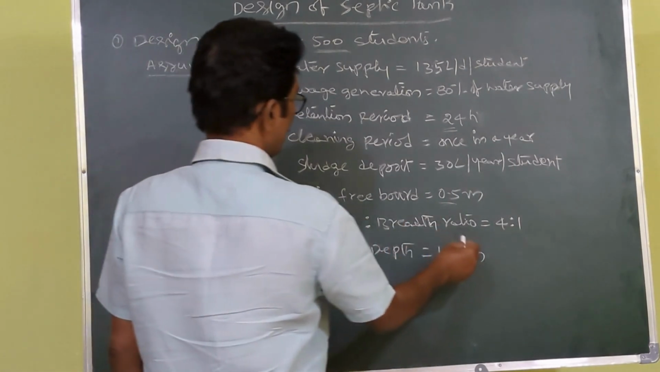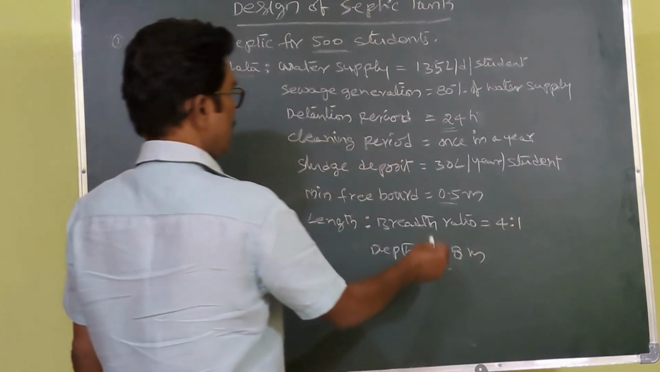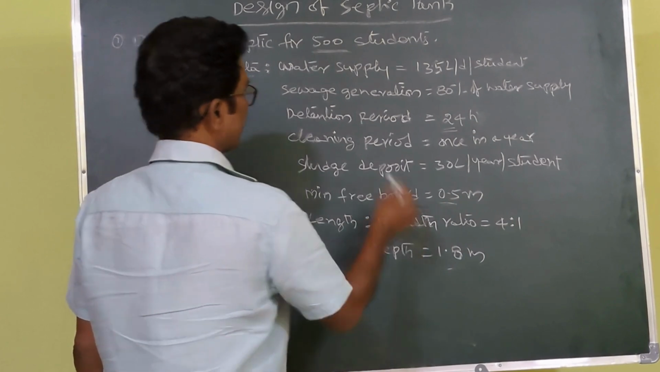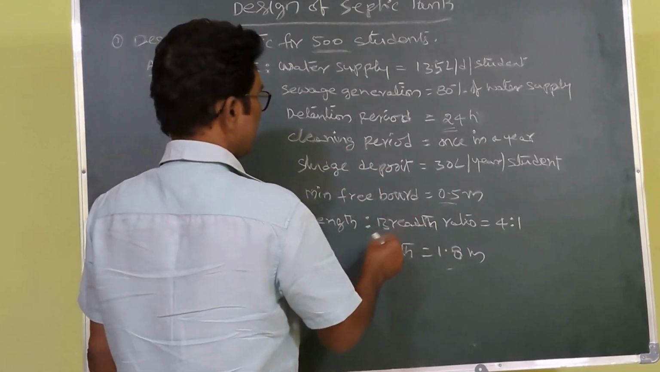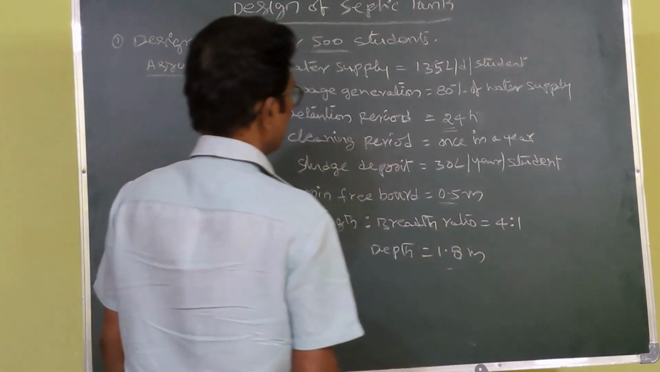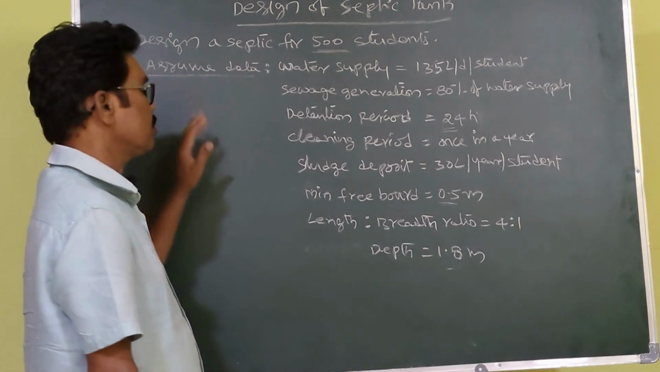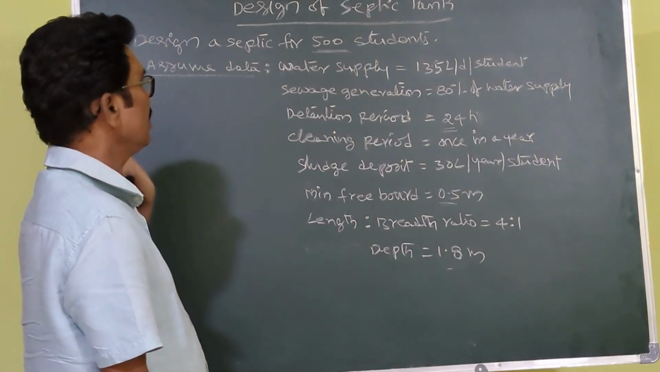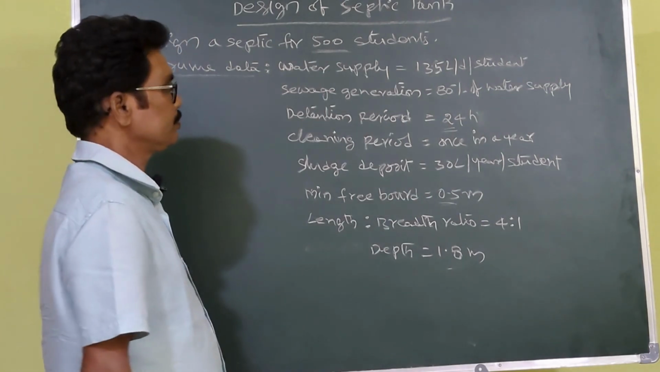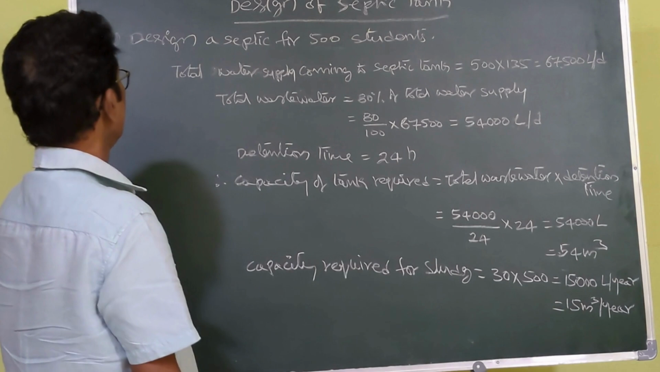Length to breadth ratio, I assumed 4:1. That means the length is 4 times the breadth. That is what we have to understand. Depth 1.8 meters. So this is the data to be assumed for the design of the septic tank for 500 students. We assumed the required data.